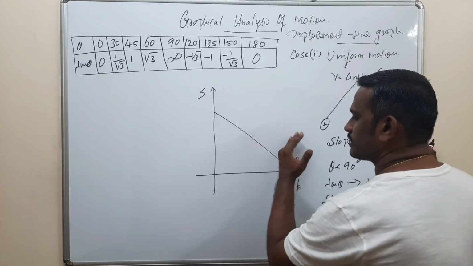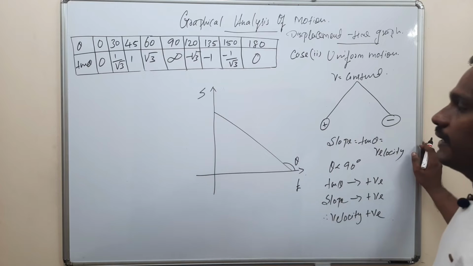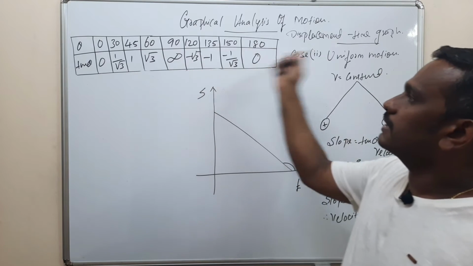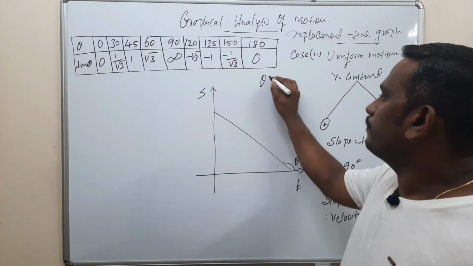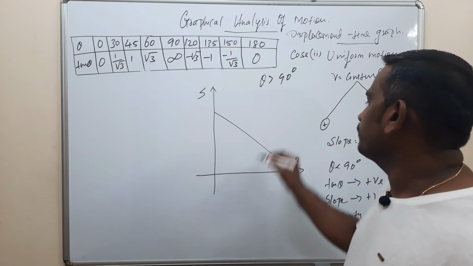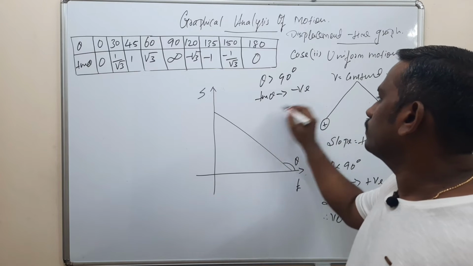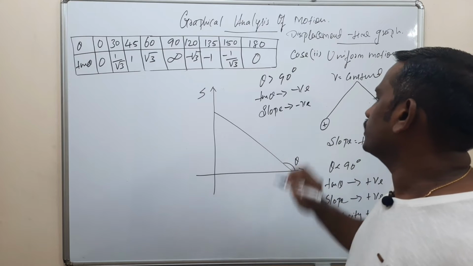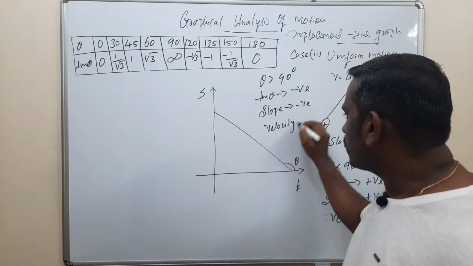So increasing, so it comes 90 degree. So it gives greater than 90. So the theta values greater than 90 degree, that is equal to negative. So here theta is greater than 90 degree, so tan theta is negative, slope negative. Slope negative means velocity negative.